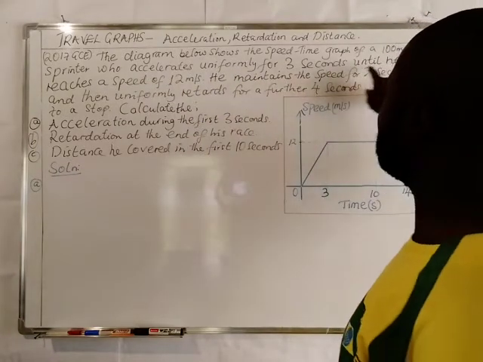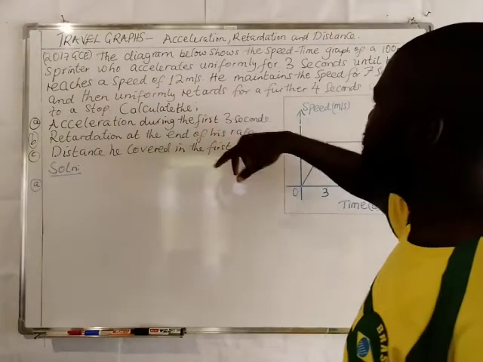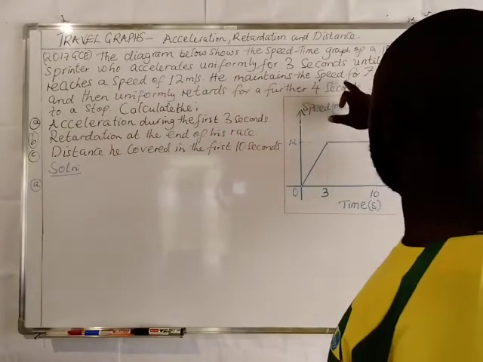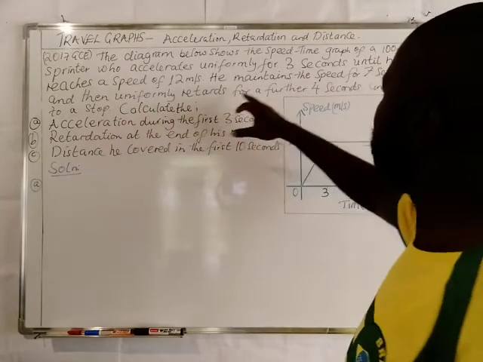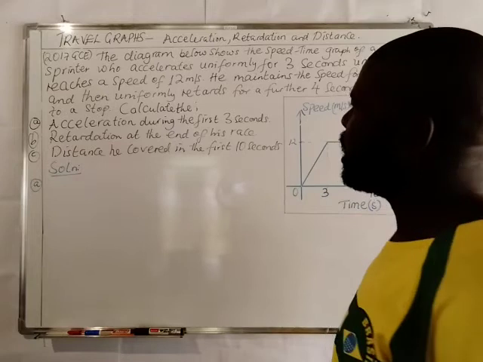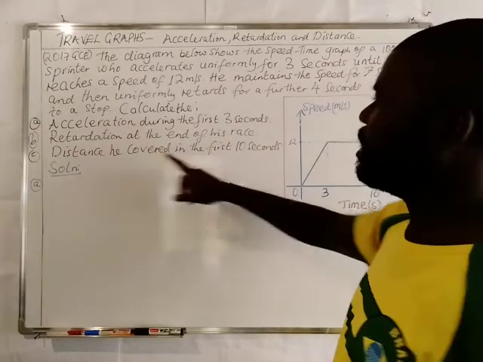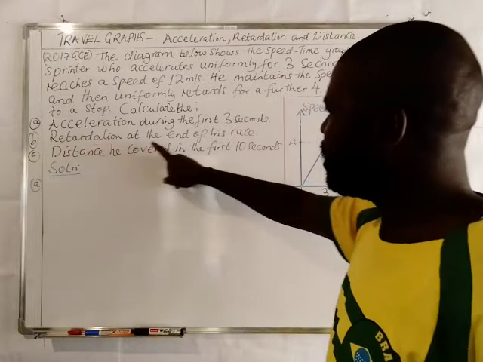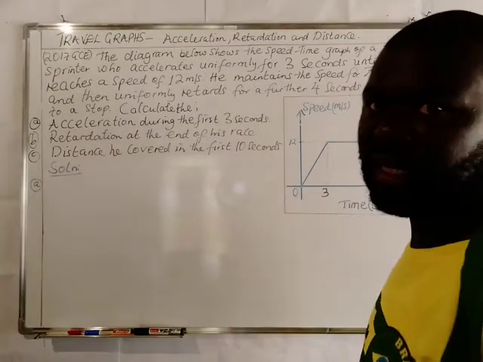for 3 seconds until he reaches a speed of 12 meters per second. He maintains the speed for 7 seconds and then uniformly retards for a further 4 seconds and comes to a stop. Calculate A, acceleration during the first 3 seconds, B, retardation at the end of his race, C, distance covered in the first 10 seconds.